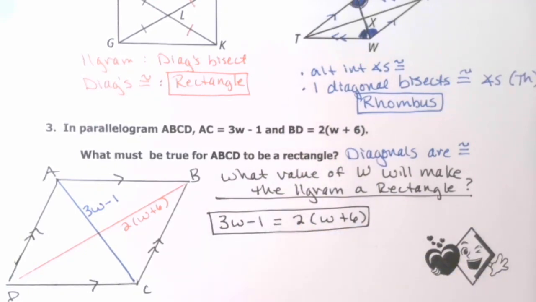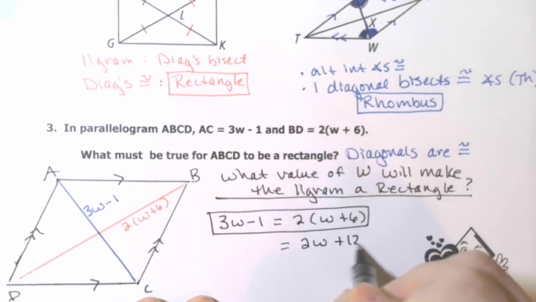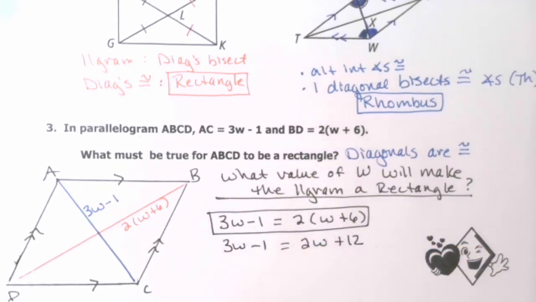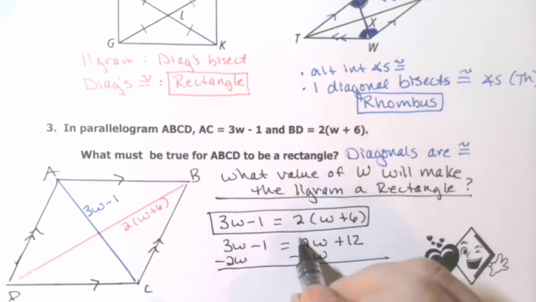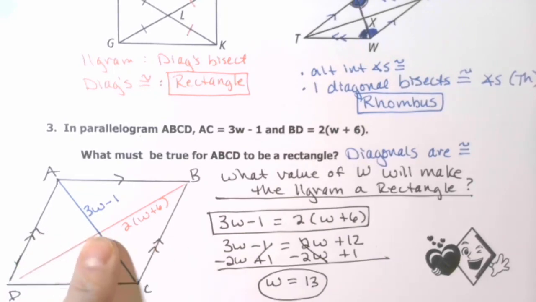So let's solve for W. Distribute the 2, so 2W plus 12. Then we're going to subtract 2W over to the left. We're going to add 1 over to the right. We get W equals 13. If W is 13, the diagonals are congruent and it's a rectangle.